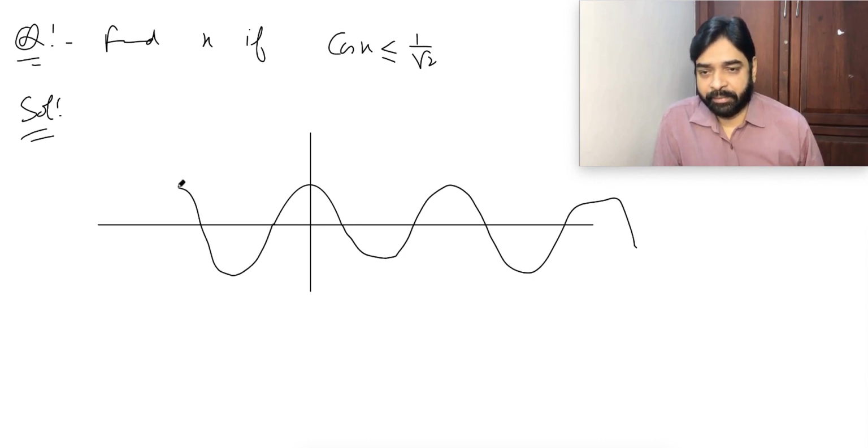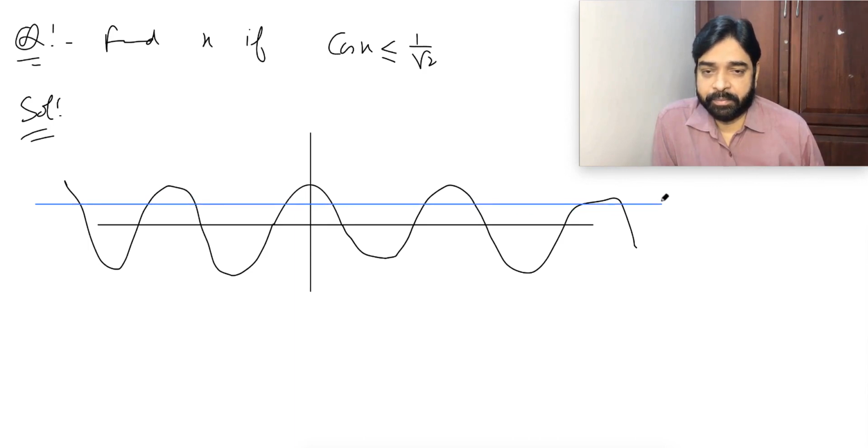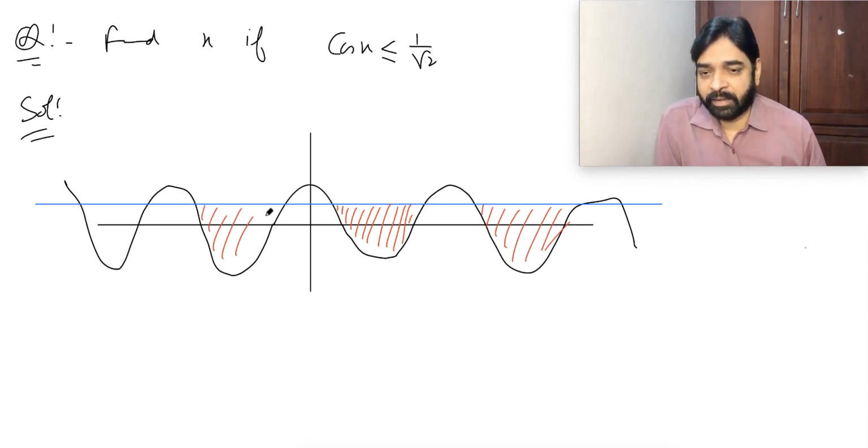The graph is not coming correctly. Am I right? Cos x graph this way. Then we have to draw the graph of y equal to 1 by root 2. Y equal to 1 by root 2 will be something like this. What do we want? We want the portion where cos x is below 1 by root 2. Cross check carefully. One portion I can see very clearly here. Yes or no? Another portion I can see here. Other portion I can see here.